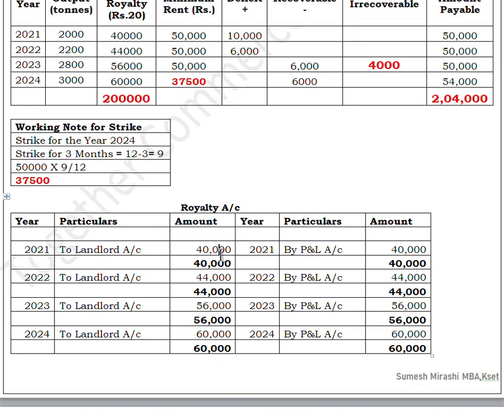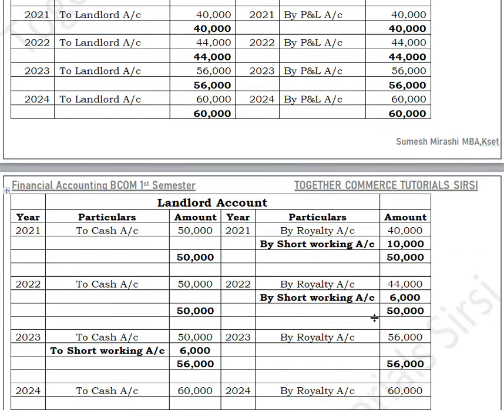First year's 40,000, 40,000. In the total also the same, 40, 40. In the second year, 44,000, 44,000. In the total also the same. Third year, 56,000, 56, 56, 60, 60. So this is how you prepare a royalty account.